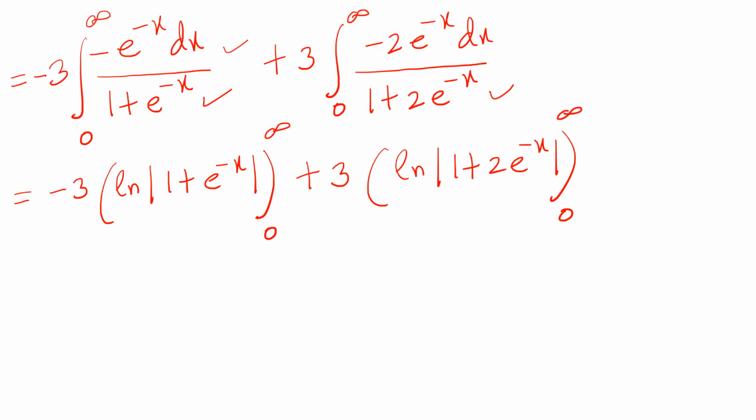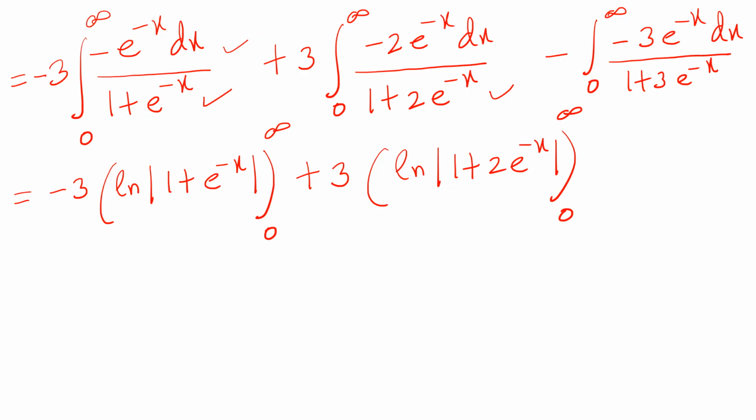Now students, we move towards the last integral, and it is plus 3 into integral 0 to infinity dx upon e to the power x plus 3. Now this can further be written as minus integral 0 to infinity minus 3 into e to the power minus x dx, whole divided upon 1 plus 3 into e to the power minus x.